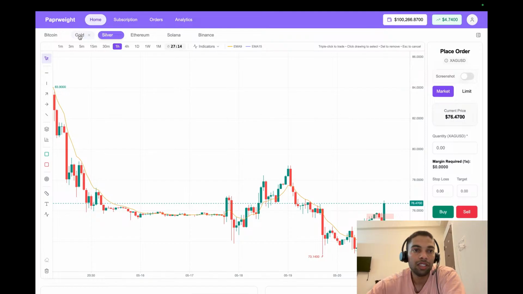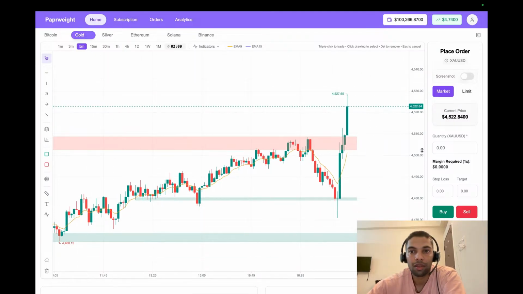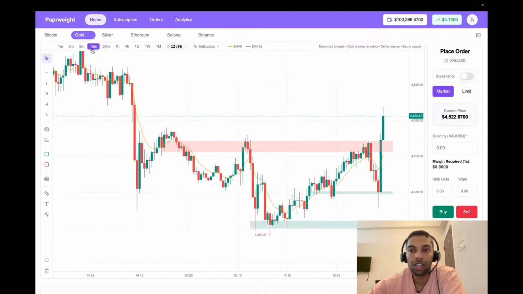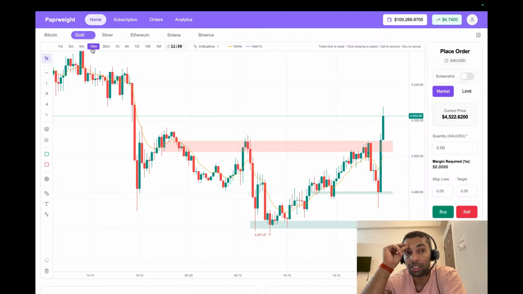What we can do is wait for the candle close. That's it. Which candle close, which time frame? Of course, 5 minutes, but we have to see what is happening on the 15-minute time frame and the hourly time frame as well.